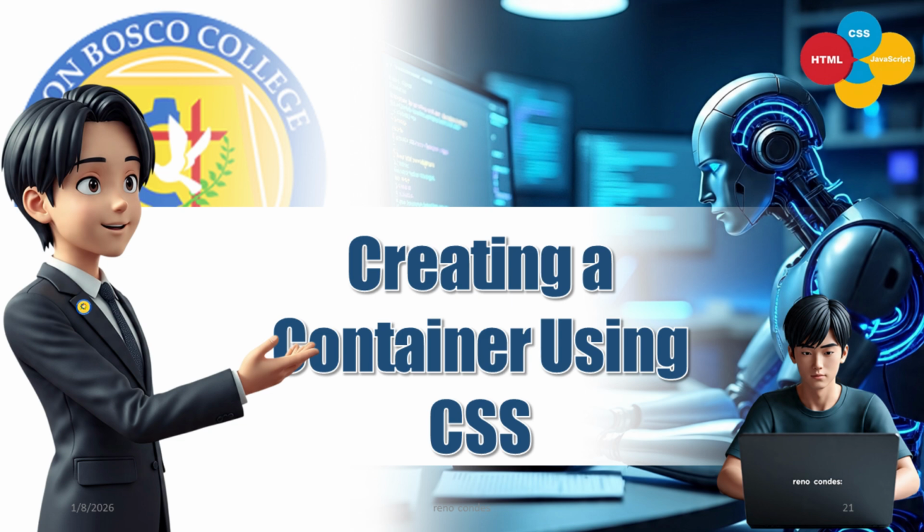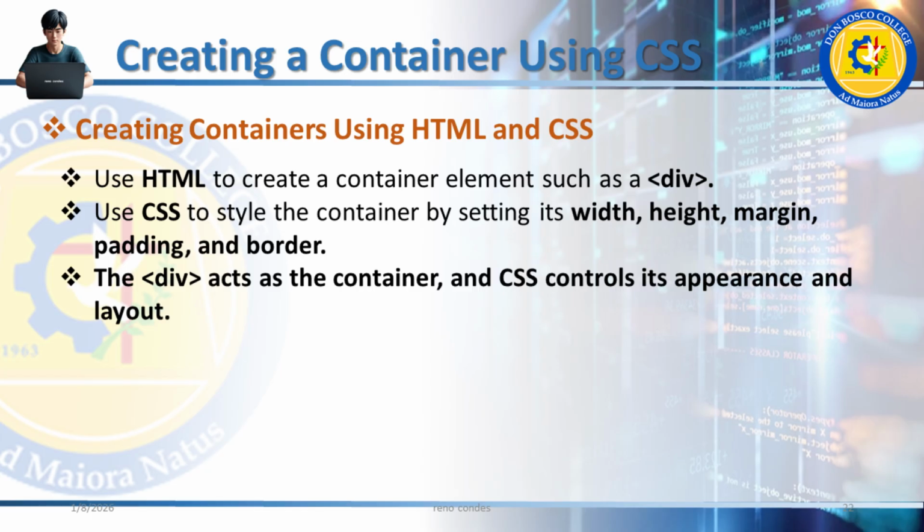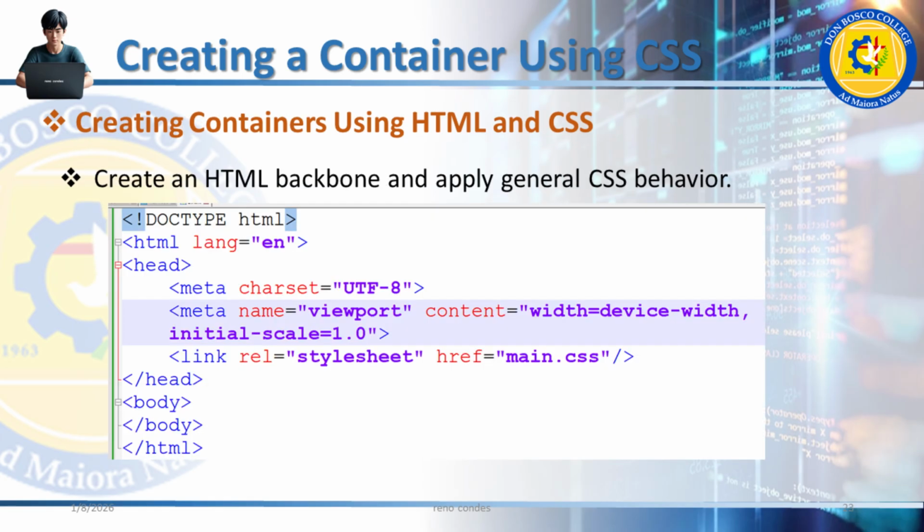Let us now proceed to our next topic, which is creating a container using CSS. In creating a container, first use HTML to create a container element, such as a div. Then, use CSS to style the container by setting its width, height, margin, padding, and border. The div acts as the container, while CSS controls its appearance and layout. Now, please observe the given HTML as the backbone of our web page, including the necessary links and other parts.